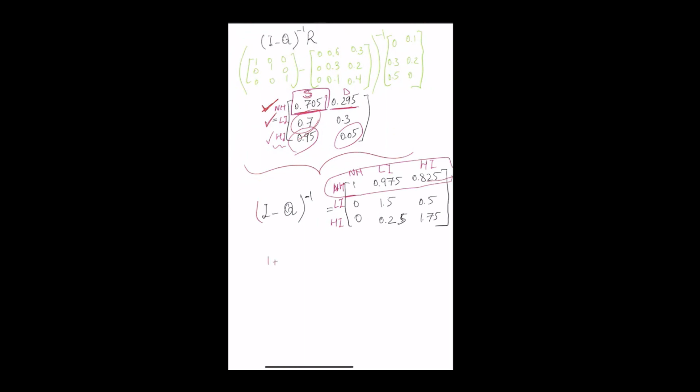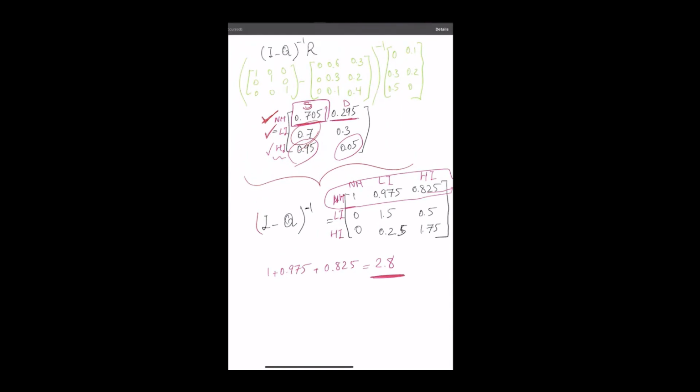So that would be 1 plus 0.975 plus 0.825, and that is 2.8. So on average, we have to call a new customer or a new lead about 3 times before the customer finally makes a decision, if the customer wants to buy an item or gets deleted from the database. On the test, do you want us to round up to 3, or can we just leave it at 2.8? Yeah, just leave it at 2.8. Okay, cool.